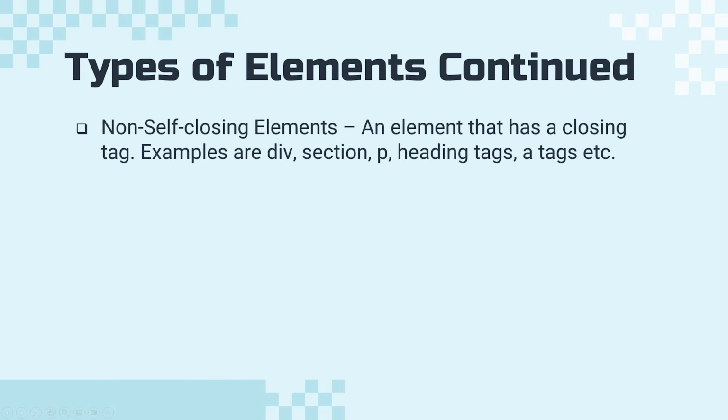Lastly, we're going to talk about non-self-closing elements. And these elements can be described as elements that have a closing tag as well as an opening tag. Examples are div, section, paragraph, heading tags, link tags, and all that. Some non-self-closing elements may fall under semantic elements and others may fall under non-semantic elements.